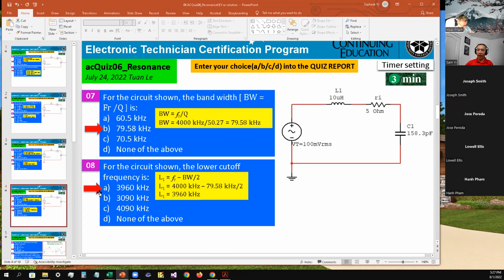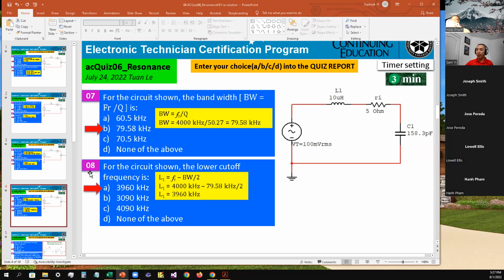For the circuit shown, the bandwidth BW is equal to FR divided by Q. FR was 4 megahertz, the same thing as 4,000 kilohertz, divided by 50.27 for Q. That yields 79.58 kilohertz. So the answer is B for number 7.